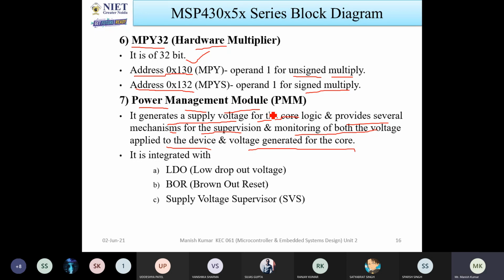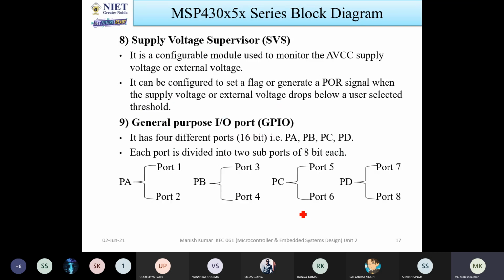It should not happen that I supplied 3 volts to the CPU and after some time it becomes 2.8 volts. So it must not happen, because the CPU must always get as much voltage as its requirement. Okay, so this PMM module is responsible for that. It is also built in with the LDO, that is low dropout voltage, BOR, brownout reset, and the supply voltage supervisor. With the help of these three features, the power management module works.